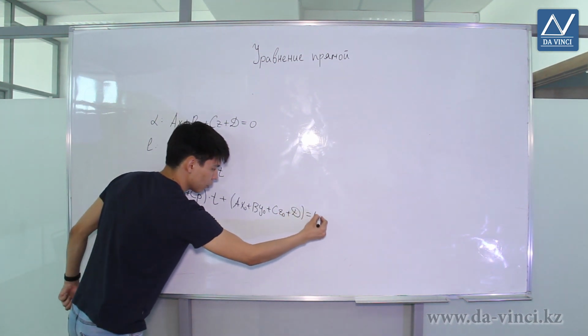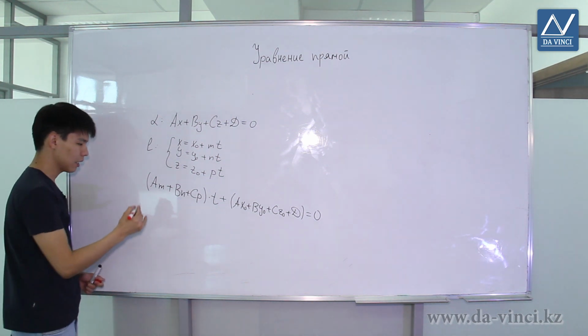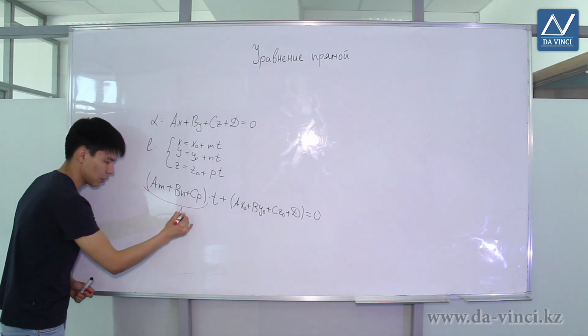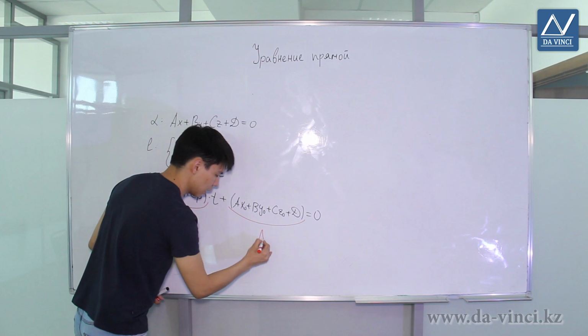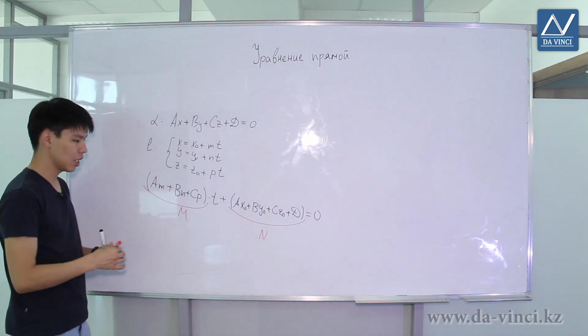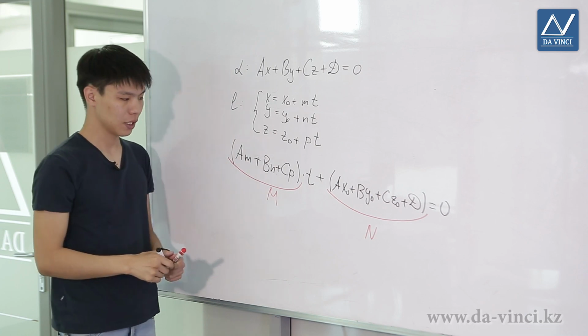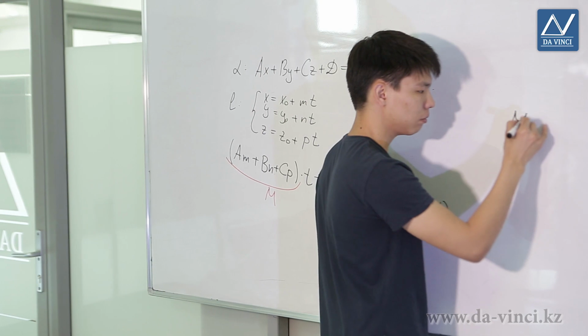And it is equal to 0. We've got the following equation for t. Let's denote the whole bracket as, let's say, m for convenience, and this bracket as n. Now, depending on the value of m and n, we could have different mutual arrangements of the line and the plane. Let's consider the first case, when the number m is not equal to 0.